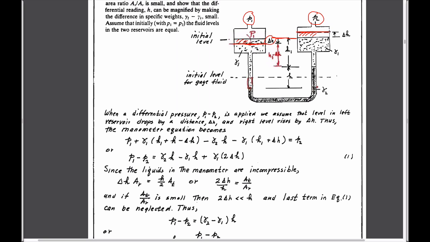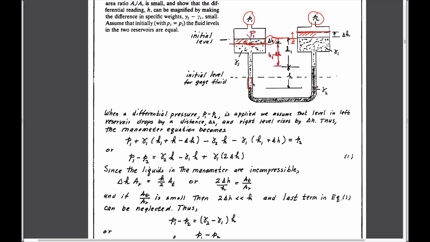and this level will go up by delta h. By measuring the height change between these, which would be 2 times delta h, we can hopefully use that to calculate what the difference in pressure is between these two conditions. So that's very simply the arrangement.